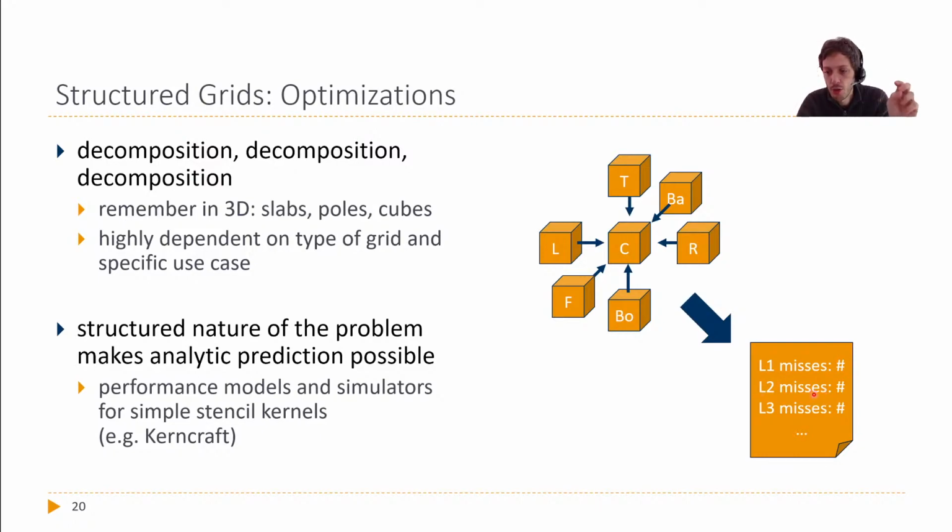What is the number of level 2 or level 3 cache misses? There's, for example, a tool out there, I think coming from the Friedrich-Alexander University Erlangen-Nürnberg, and it's called Kerncraft. The thing with these tools is that they are really complicated in order to derive performance models for really simple input.